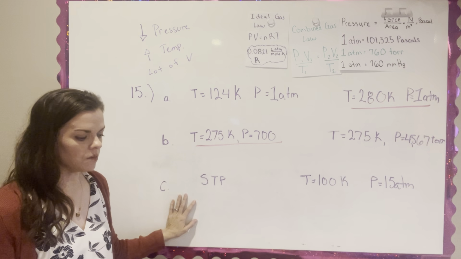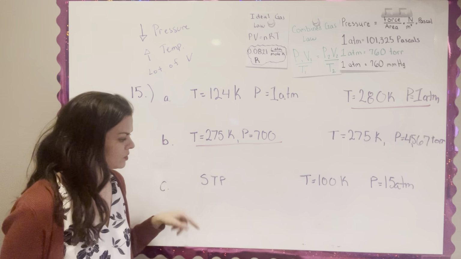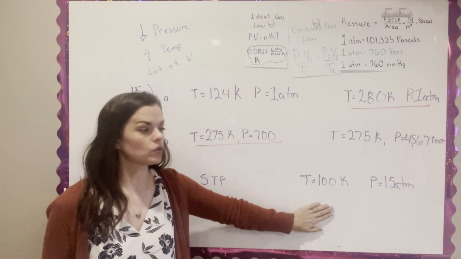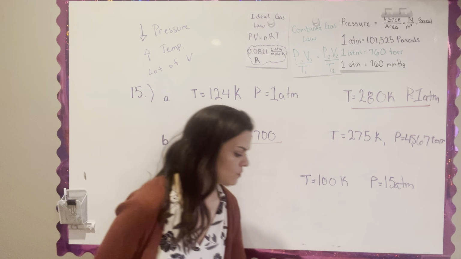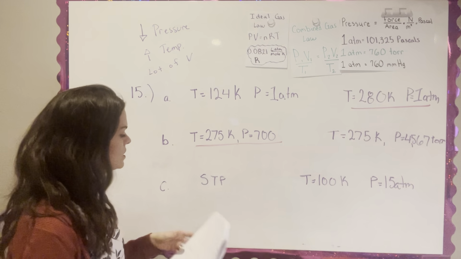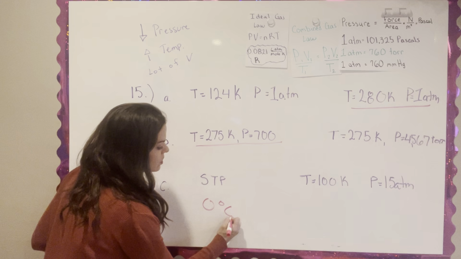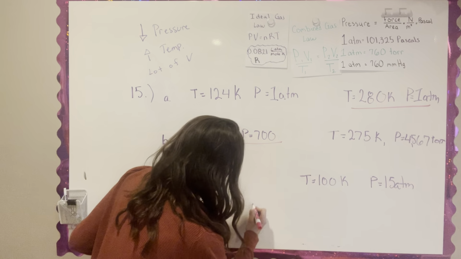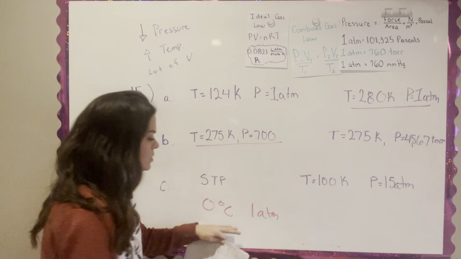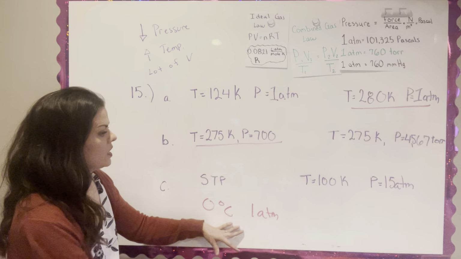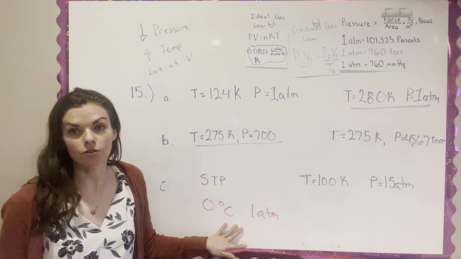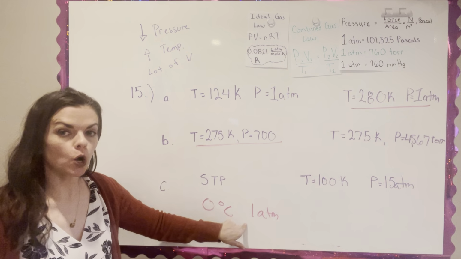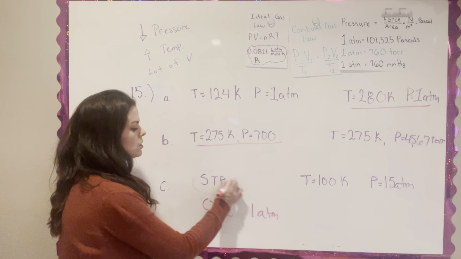For letter C, the first one is at standard temperature and pressure, and then we have one that is at 100 kelvins and 15 atmospheres. So STP is at 0 degrees Celsius and 1 atmosphere. So since 0 degrees Celsius is 273 kelvins, which is actually a higher temperature and a lower pressure, this one is going to be your most ideal gas.